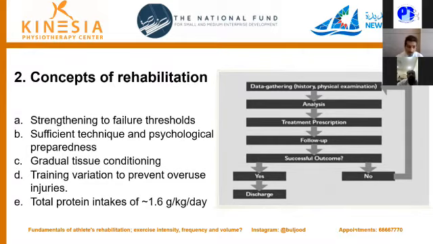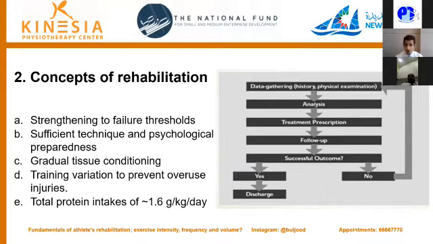Knowing them is not enough. We need to recruit those concepts. We need to apply those concepts. So the first concept, I think, is that when we do a rehab program, we need to do strengthening to the failure threshold. For example, we have to let the patient do, for example, a biceps curl until failure threshold.